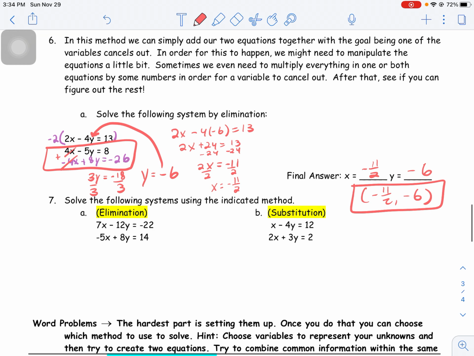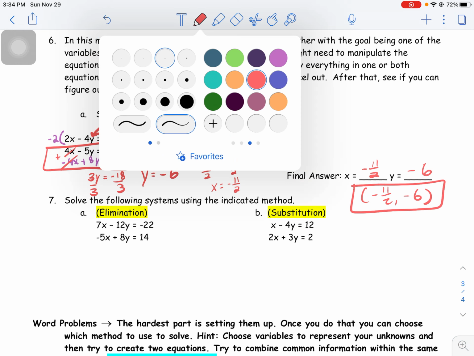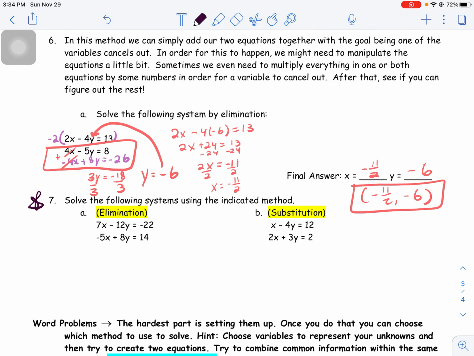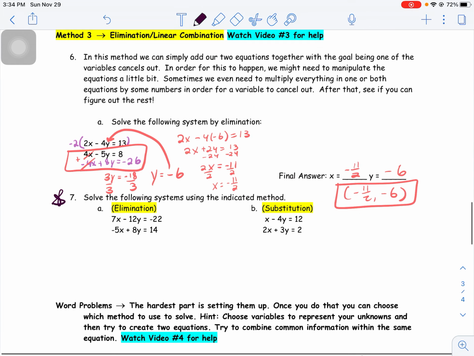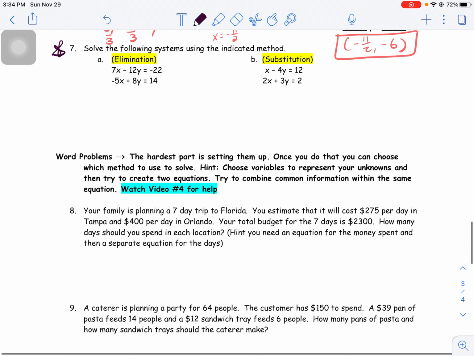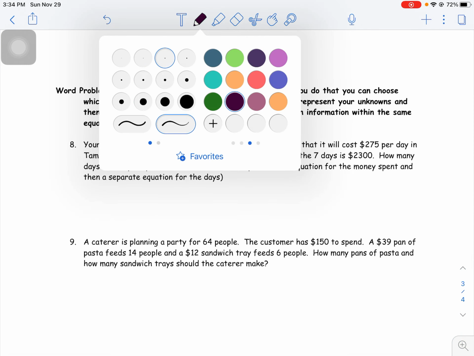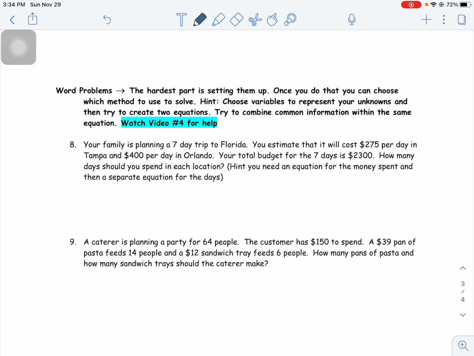All right, so I want you guys to try number 7 for homework. So you're going to try both the elimination method and the substitution method. And I'm going to come down here to number 8, a word problem.